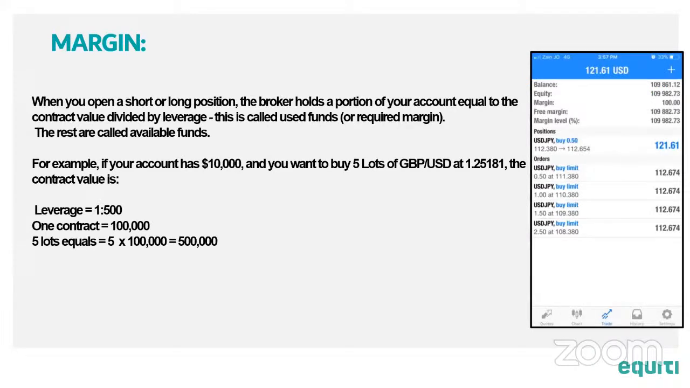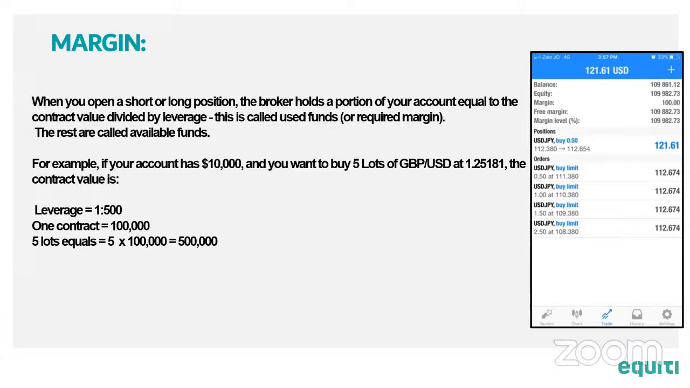Margin. If you open a short or long position, the broker holds a portion of your account equal to the contract value divided by leverage. This is called used funds or required margin. It's basically a portion of your account which equals the contract value divided by the leverage. So it's everything accumulated and calculated with your leverage and your contract sizes.